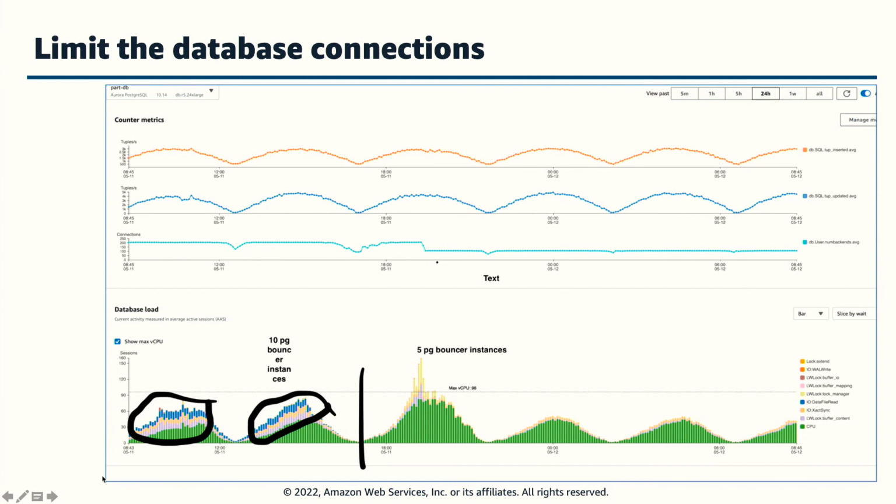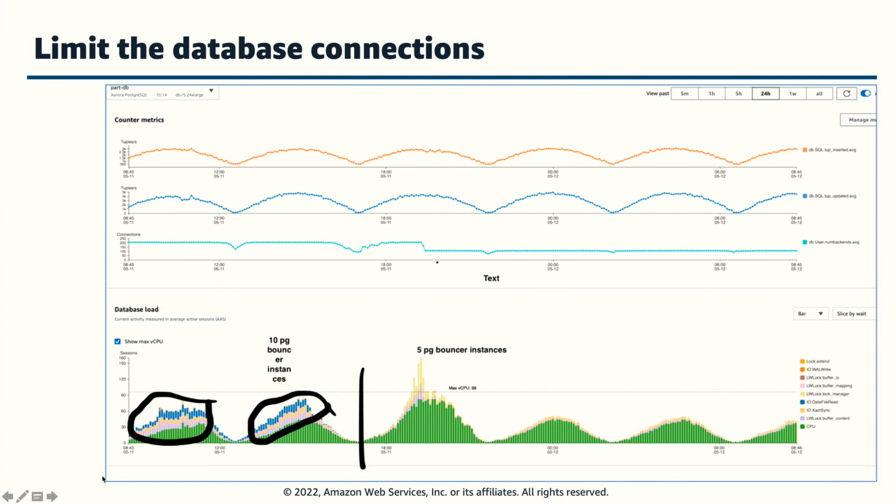So we were able to reduce the buffer content locks to an acceptable level, but we wanted to push it more. So what we've done is, instead of increasing capacity, we reduced the capacity. We took the number of PgBouncer instances, the containers that were proxying those database connections, and reduced it by half. And by just doing that, we were able to get more, right?